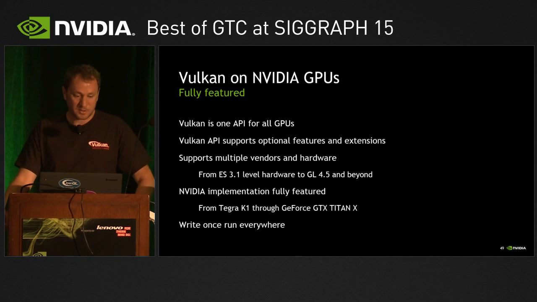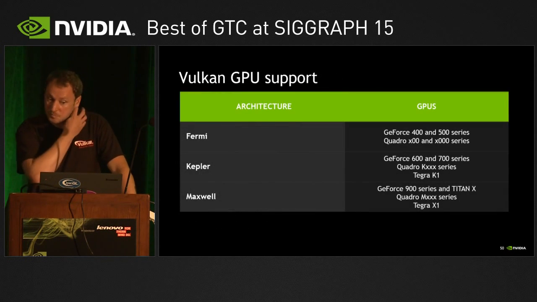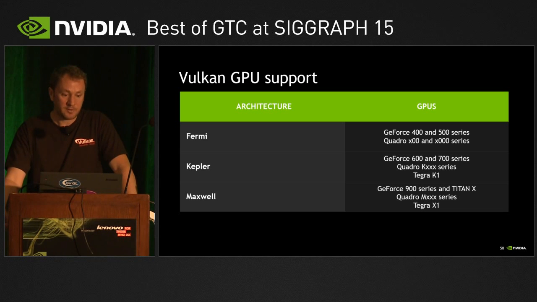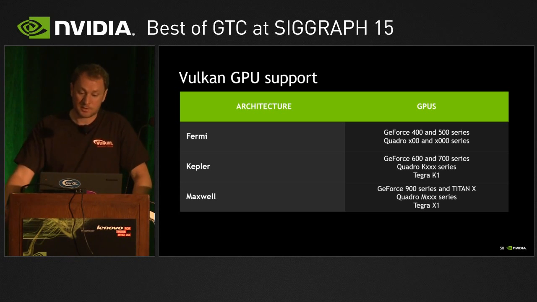So Vulkan on NVIDIA GPUs, like I mentioned, supports all our products from Tegra all the way through to our fastest. The idea is you can write your application once and run it across a whole range of different products. So we have basically 3 different architectures which will support Vulkan: our Fermi, Kepler, and Maxwell architectures. And on the right are the products which are using those different GPU architectures.